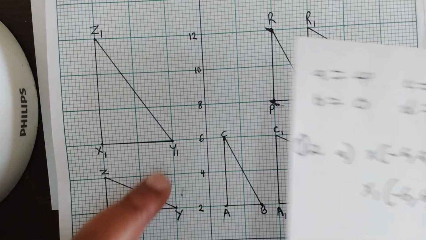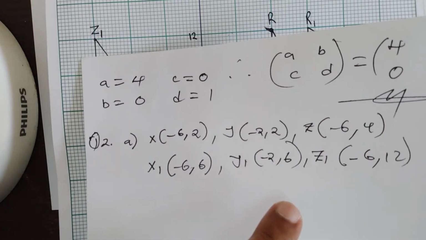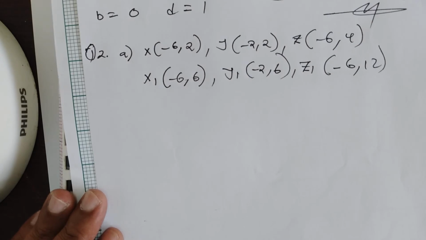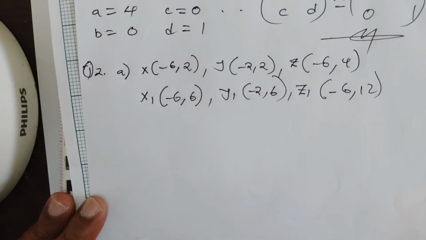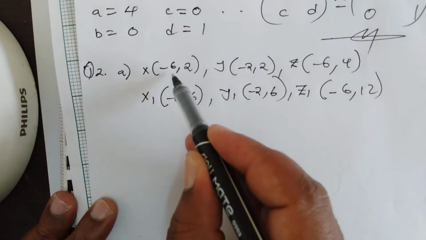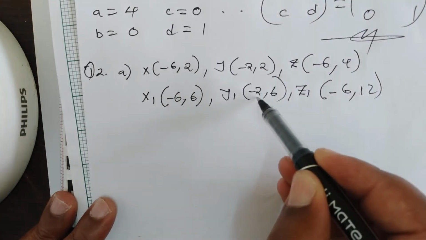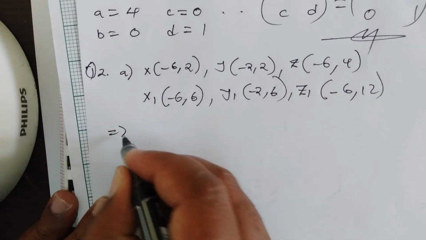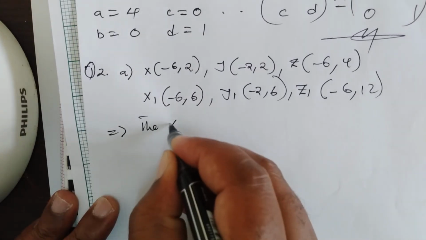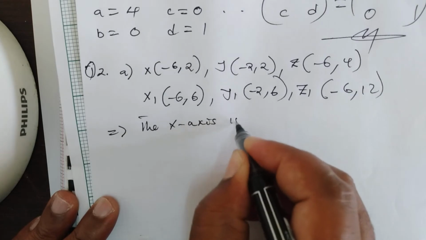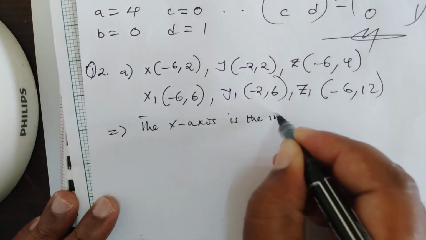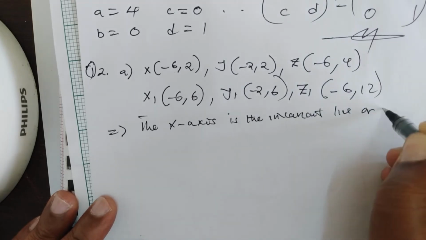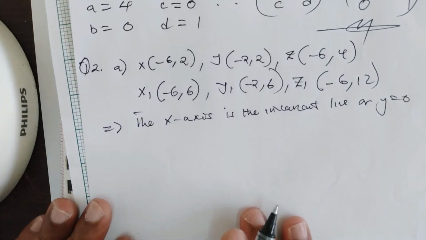Y1 is negative 2, 6, which is what I've written. Then that one. So we can even use these to compare, right? To find the invariant line. So when you check here, there's 6, there's 6, there's negative 2, there's negative 6, negative 6. This implies that the x-axis is the invariant line, or y is equal to 0. We are done with that one.